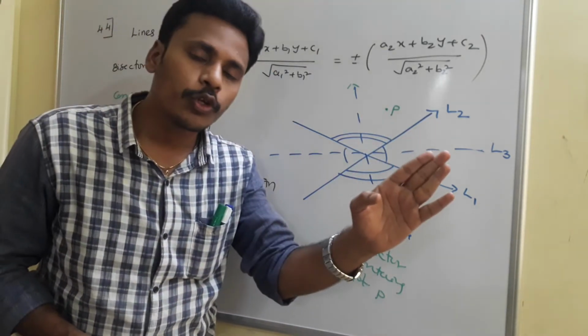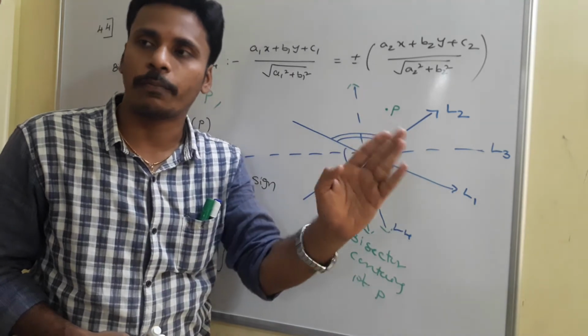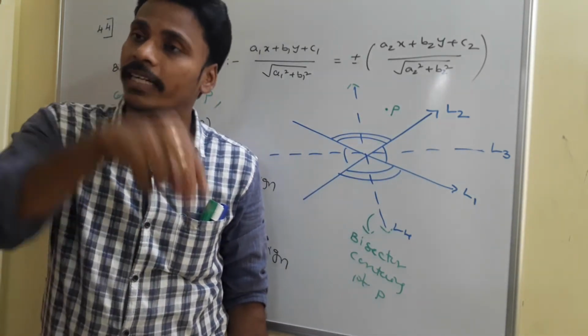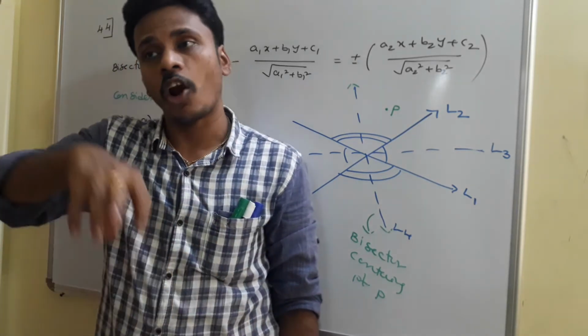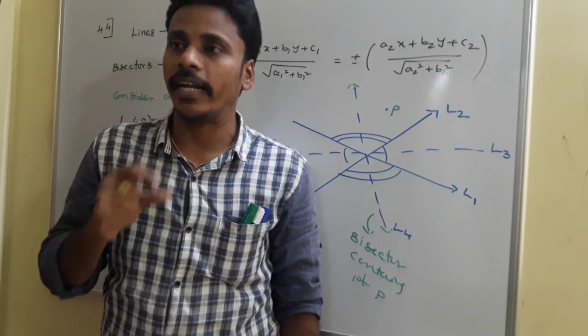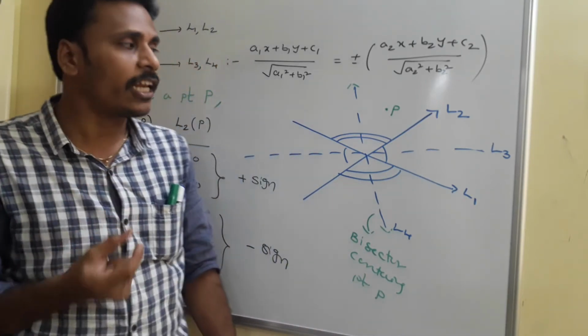In one view, you need to separate them like acute and obtuse. In another view, you need to separate them like a bisector containing point P and bisector not containing point P. Now here what we are discussing is how to identify a bisector containing point P.